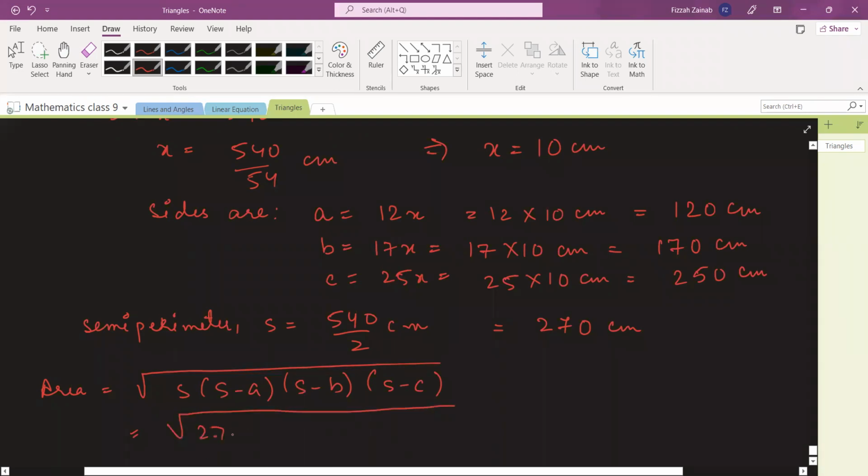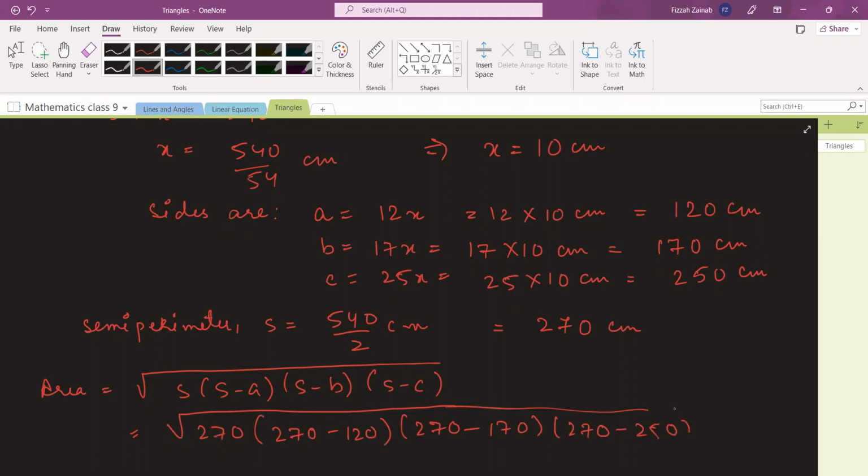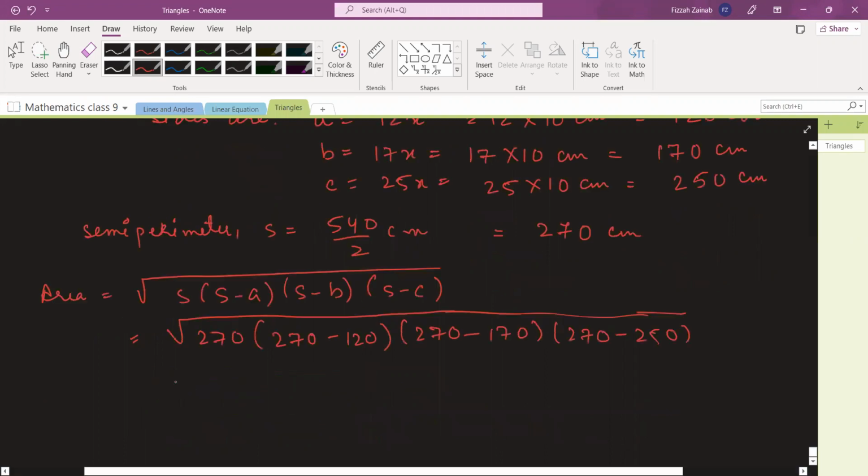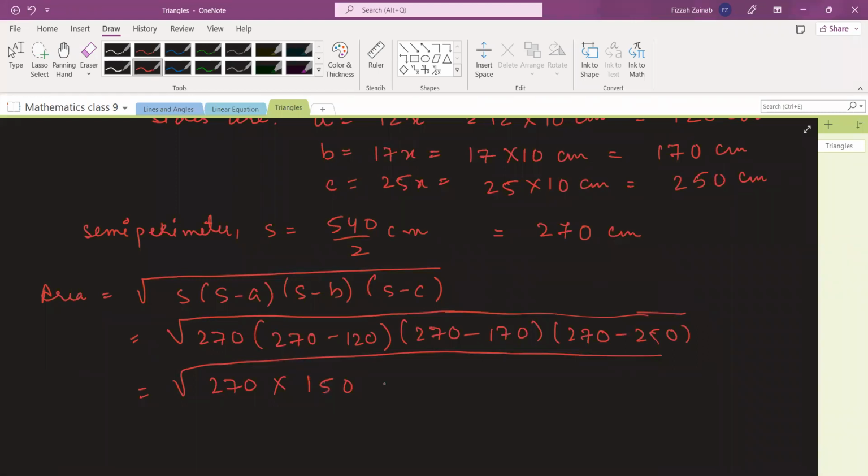S is 270 into 270 minus 120. Right? Now you can simplify. 270 into, so this is 0 minus 0, 7 minus 2 is 5, 2 minus 1 is 1, 150. Right?